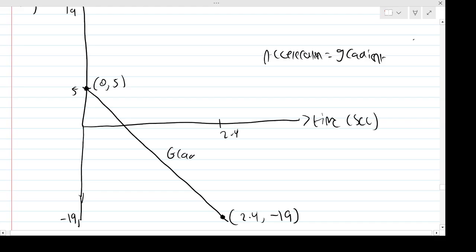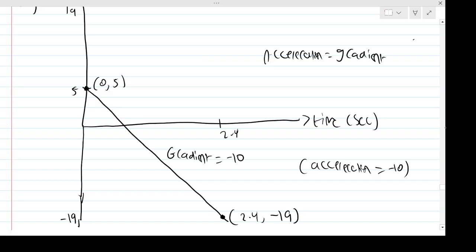Okay, I can add that on if I want to. I could annotate that on. I don't need to, but the gradient I could say is minus 10 for this little line here. That represents the acceleration always being equal to minus 10, again, because it's going down. Okay, and so there we are. So that's the velocity time graph.